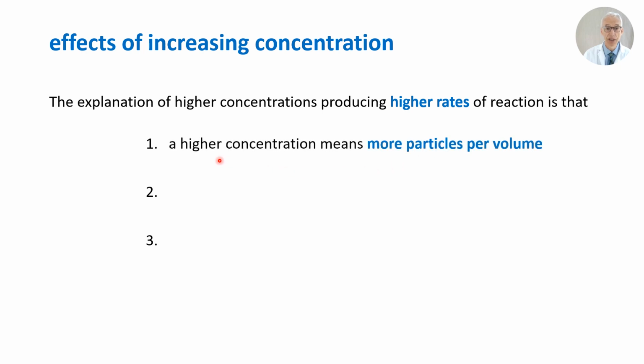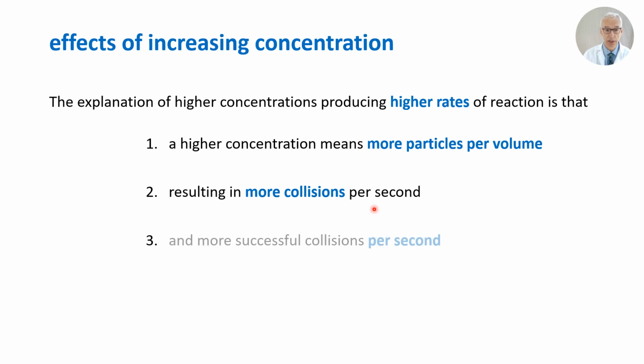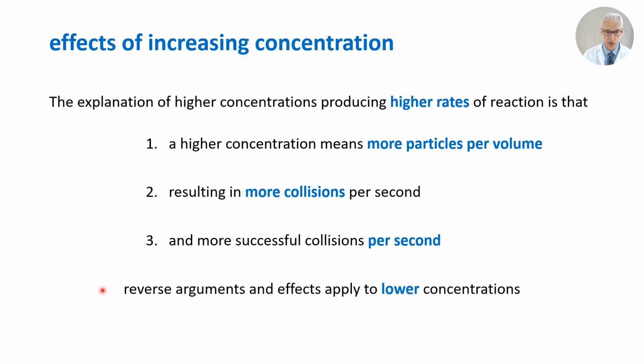Okay, so the first thing we need to say is a higher concentration means more particles per volume. That, of course, leads to more collisions per second, a higher collision frequency. And therefore, there are more successful collisions per second. If there are more collisions, although the vast majority are unsuccessful, then there are more successful collisions per second. Of course, the argument for lower concentrations is simply a reverse of the arguments for the higher concentration effects.